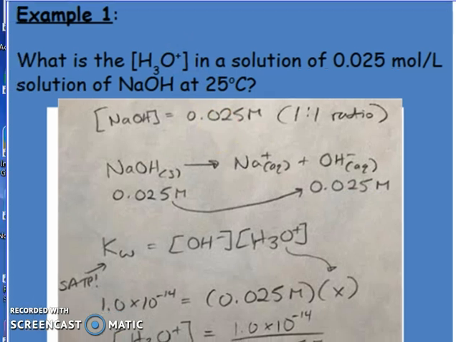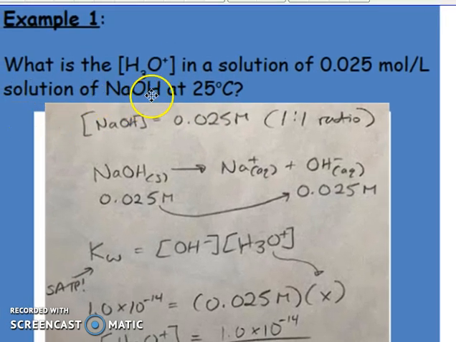Okay, so our first example is: what is the hydronium concentration in a 0.025 mole per liter solution of NaOH at 25 degrees Celsius? So we're told the concentration of sodium hydroxide, and we're also told it's basically at SATP temperature, which is going to come in handy. It doesn't outright tell us what the hydroxide concentration is, but we're going to use our molar ratios to help us, because remember that this is a strong base, so it's not equilibrium. We are assuming 100% of that sodium hydroxide has become our product. So we have 0.025 hydroxide because we have 0.025 sodium hydroxide.